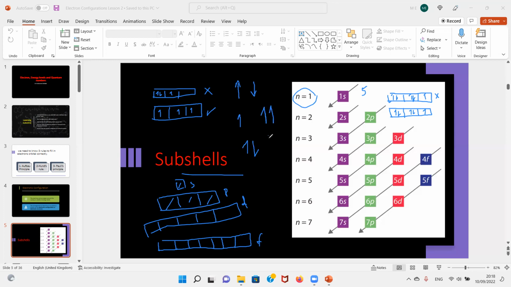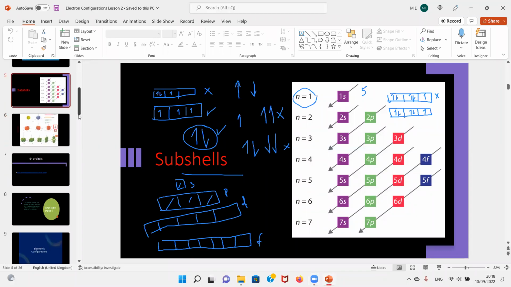Or like this. So this is wrong, and this is wrong. One of them should be upward, and one of them downward. So this is the correct way of doing it. Fine. So these are, in brief, the main things that we discussed last time.